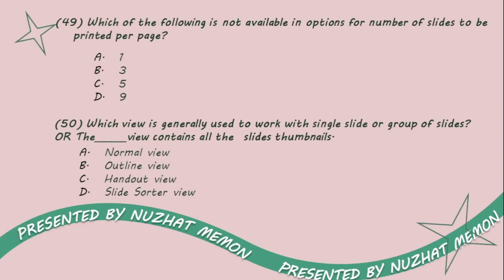49. Which of the following is not available in options for the number of slides to be printed per page? So here the correct option will be 5. 50. Which view is generally used to work with single slide or group of slides, or the dash view contains all the slides thumbnails? So here the correct option is slide sorter view.